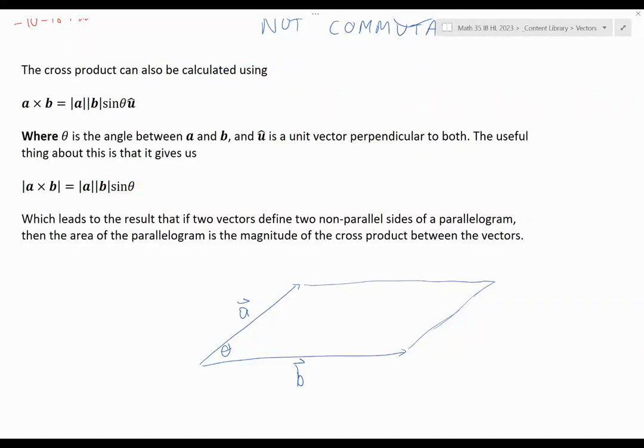The magnitude of the cross product is the area of that parallelogram. And we've seen something similar to that in that half of that parallelogram is a triangle, and that means that half of the magnitude of the cross product is the area of that triangle. So we can use this result in that way.